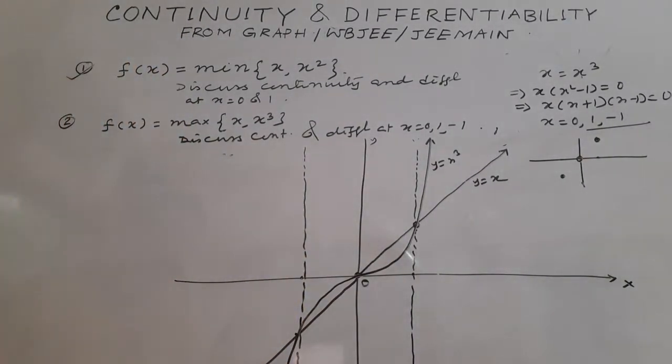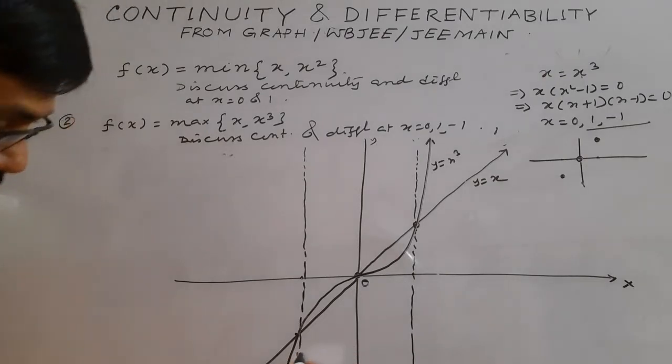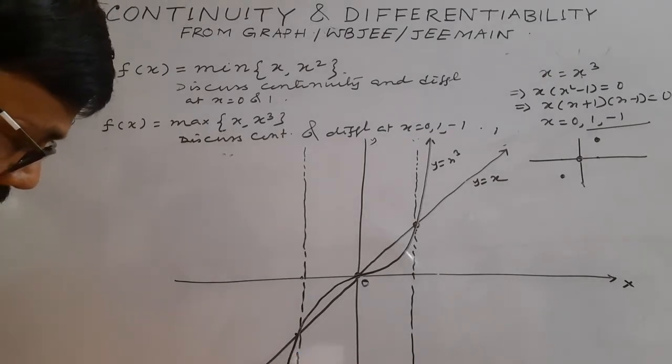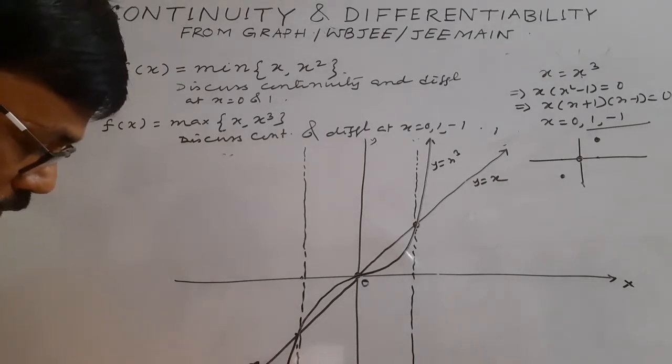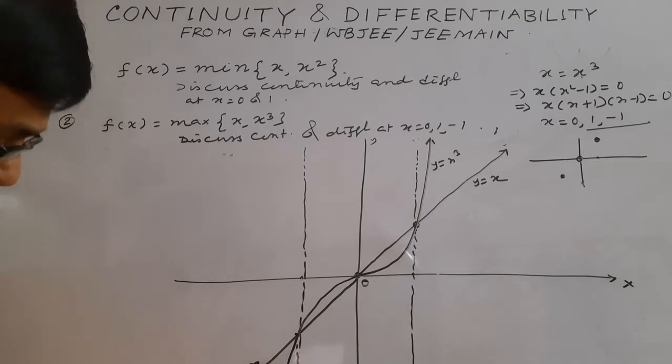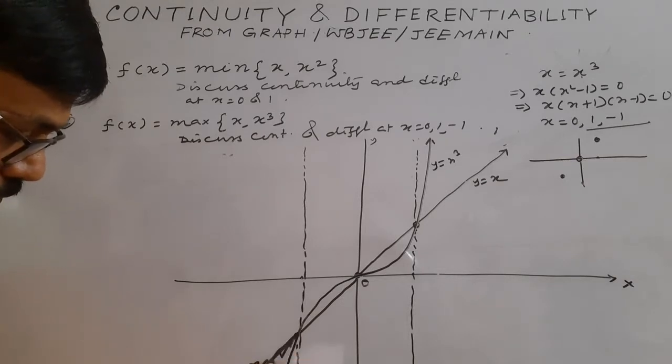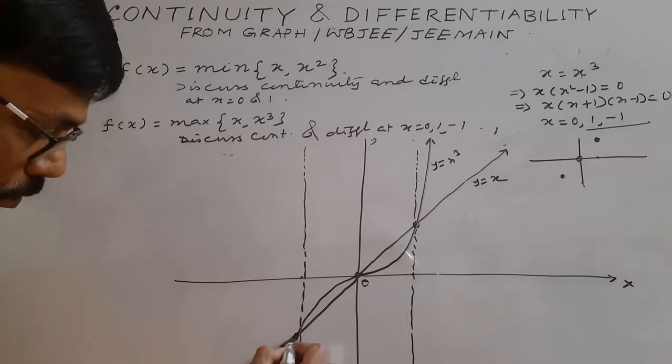Now look, maxima. So this is y equals x and this is y equals x cube. So maximum is this one. This is non-minimum. Look, maximum. So we are getting up to this.